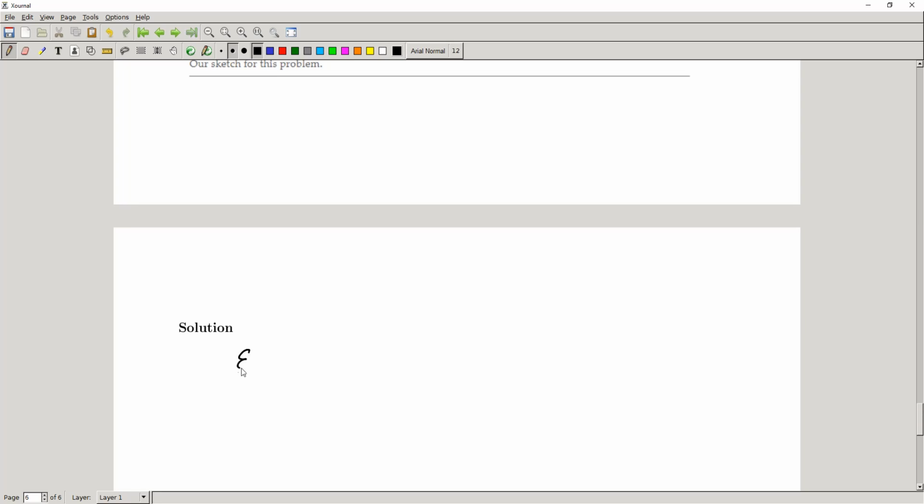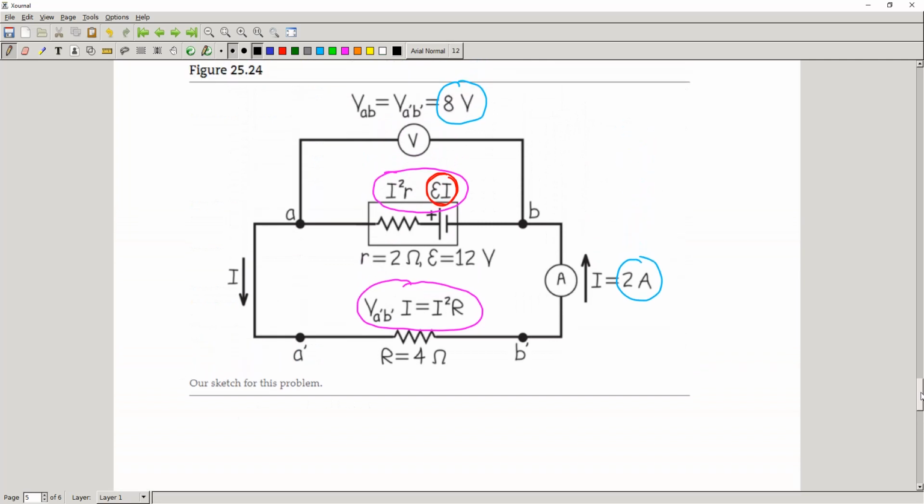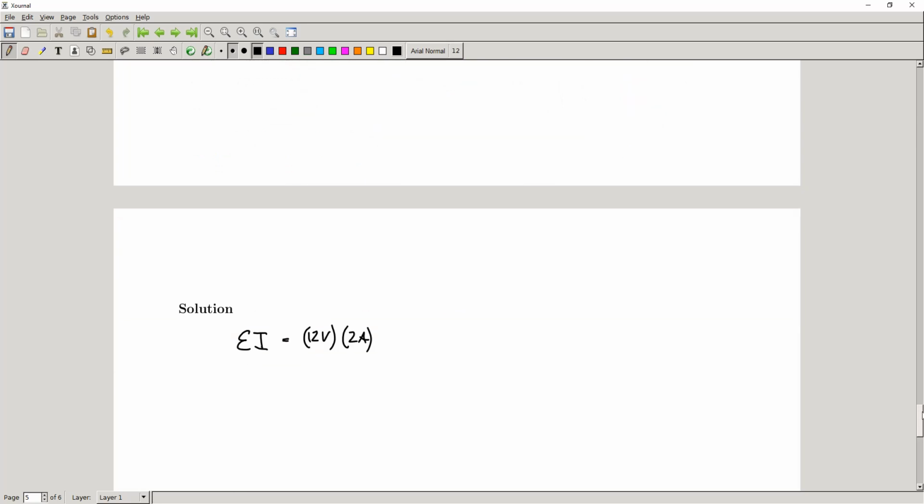So we know that this is going to be the power, the rate at which the energy is being converted from chemical energy to electrical energy. This is just going to be our 12 volts times our 2 amps, right? Let's take a look at that here. We can see that our EMF is in fact 12 volts, and we know that our current going around the circle is 2 amps, so we can substitute in those numbers, and we're going to end up with 24 watts.